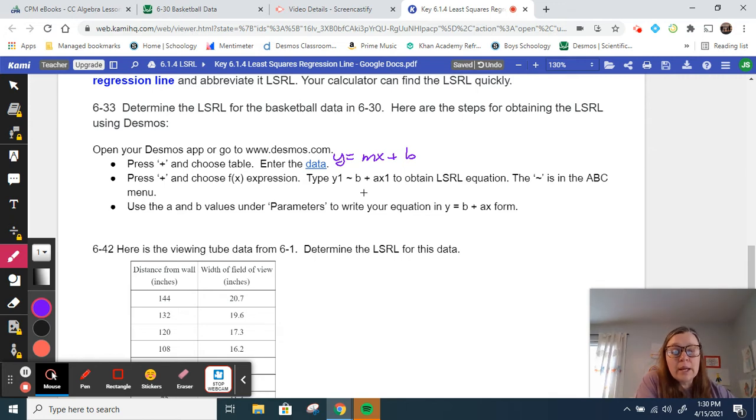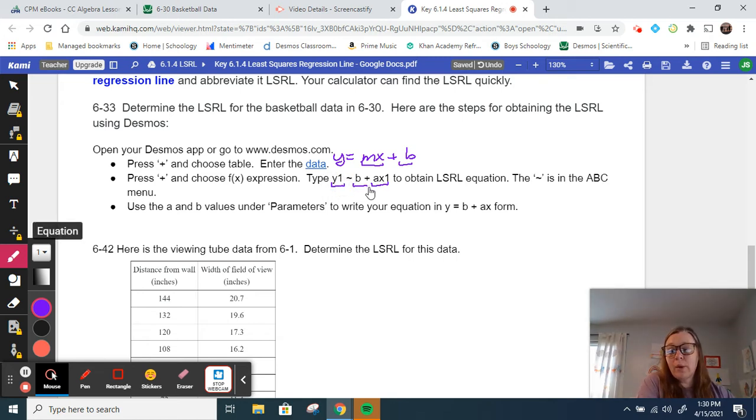And if you look at this, Desmos doesn't use M's and B's. It's going to use A's and B's. You can see that here. So the MX is like this part here, A times whatever is in your X1. And then here's your B. Instead of just saying Y equals, it's Y1 equals.